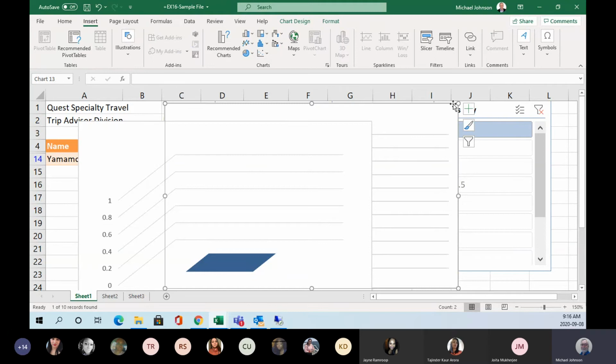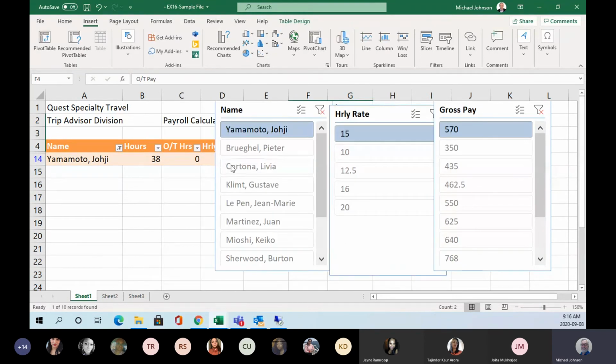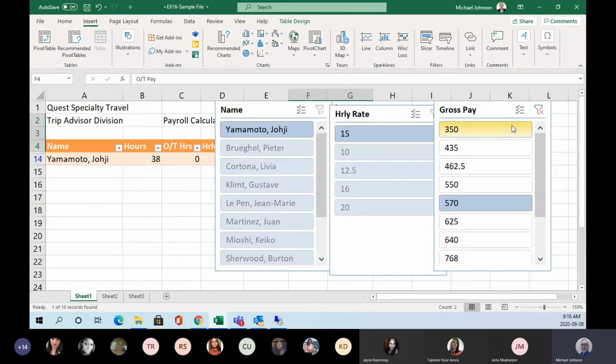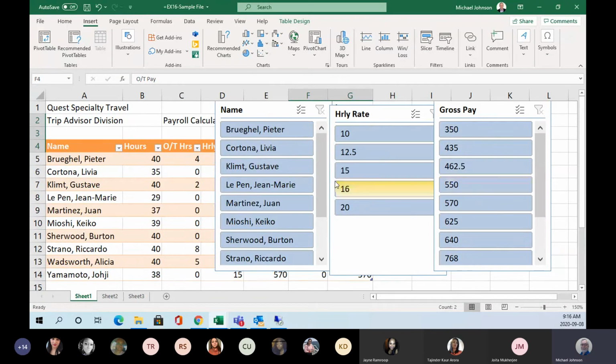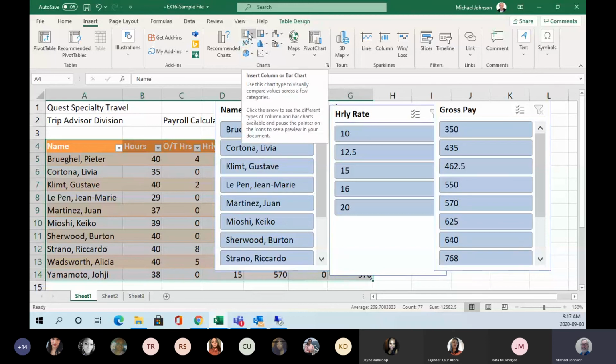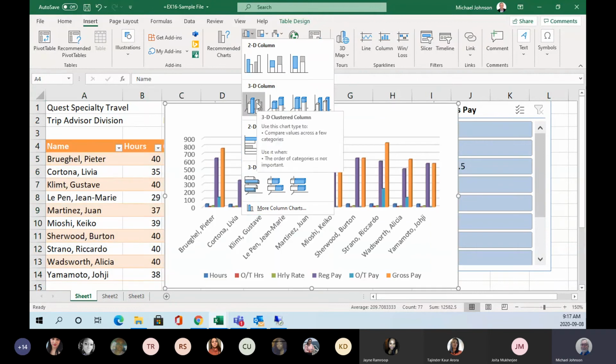Oops, come on. Fantastic. Done. Okay. So turning off the filters by clicking on the filter, there we go. So once again, I'm going to select this data. And I'm going to choose my bar chart. Actually, what about this one? No, don't want that one. Let's choose this one. We'll take the 3D.